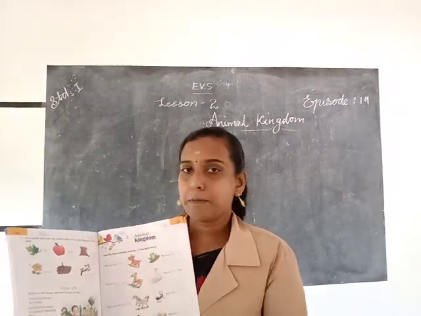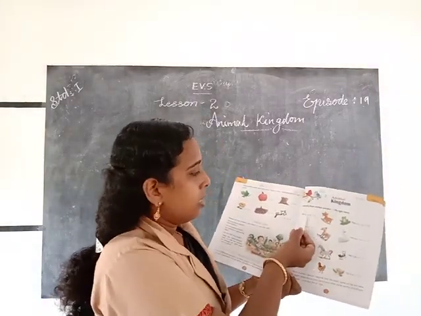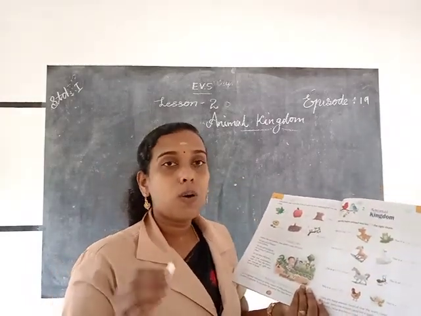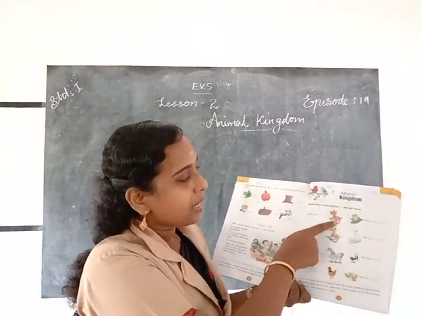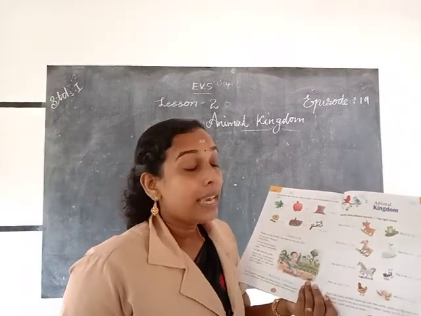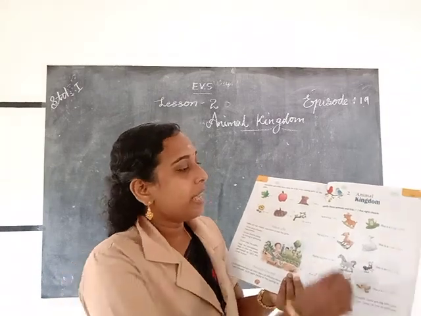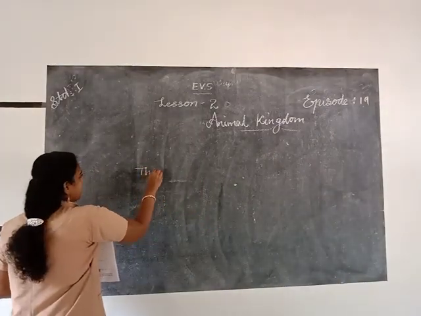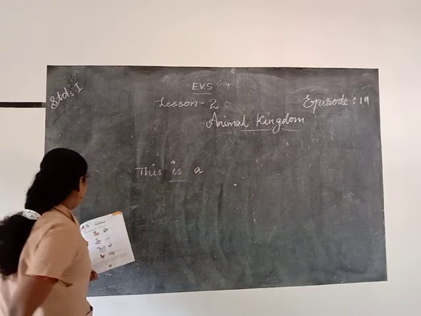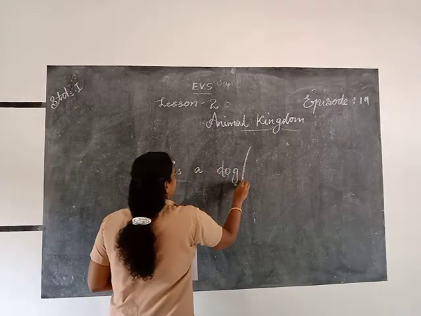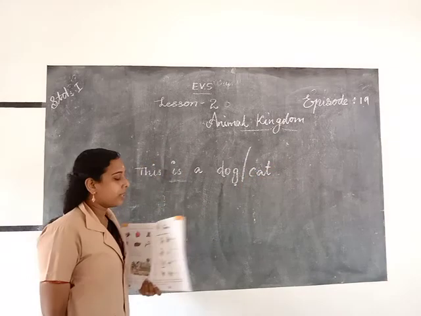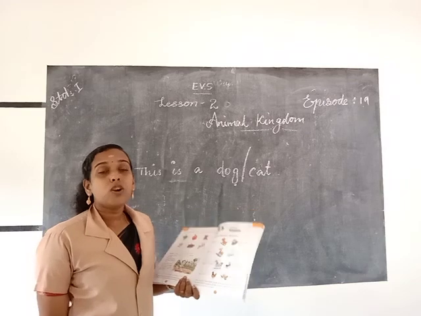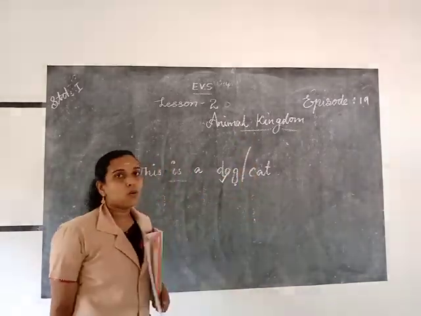Here is the first question. Is this a dog or cat? It's a dog. So you take dog, D-O-G, dog. We want to identify whether the given picture is a dog or a cat. Here the given picture shows a dog, so you take dog.